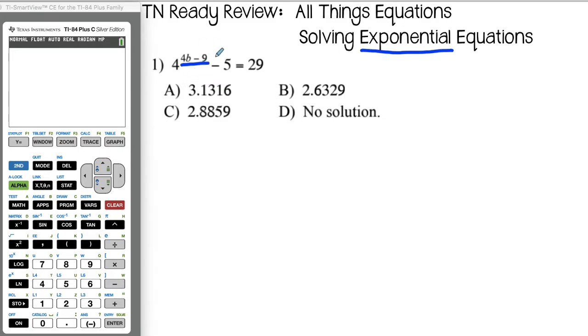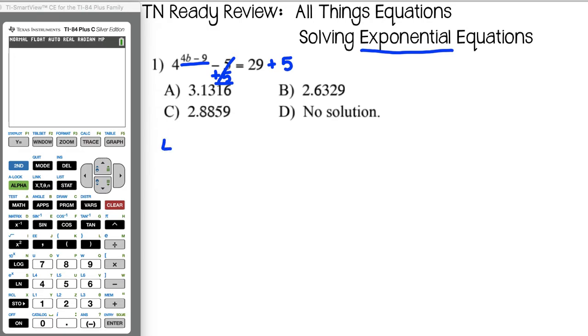So the goal of solving an equation is going to be to get that b by itself, but there are a couple things that are keeping me from doing it. One is this exponent right here, and then the other is this minus 5. So the first thing I want to do is get rid of the minus 5. I'm going to do that by adding 5 because that's going to cause it to zero out. What I do to one side, I'm going to do to the other by the properties of equality.